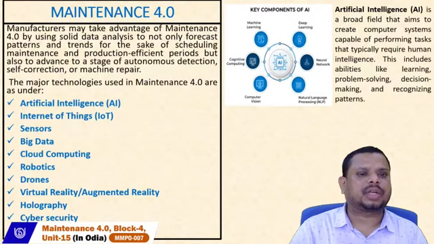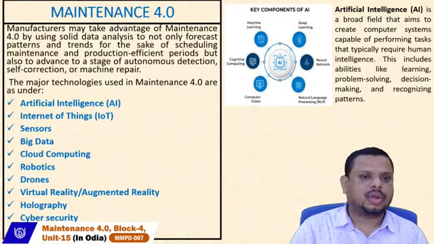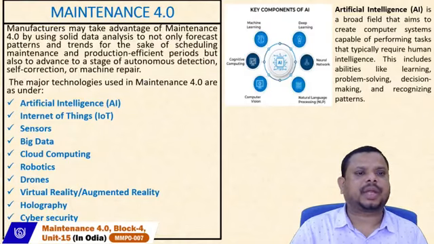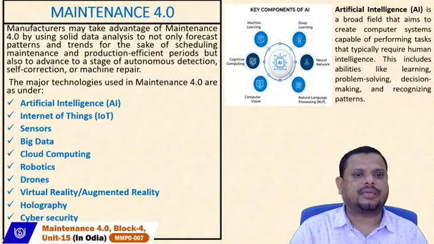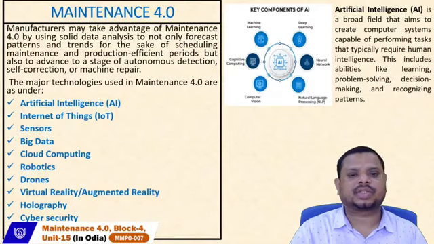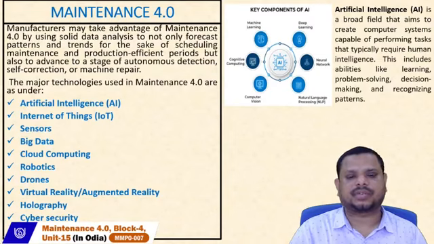The next important part is the knowledge of the different technologies under maintenance 4.0. In manufacturing, manufacturers may take advantage of maintenance 4.0 by using solid data analysis, not only to forecast patterns and trends for setting scheduled maintenance and production efficient periods, but also to advance to the stage of automated detection, self correction, or machine repairs. For providing this kind of support, they are using a vast amount of advanced technologies.